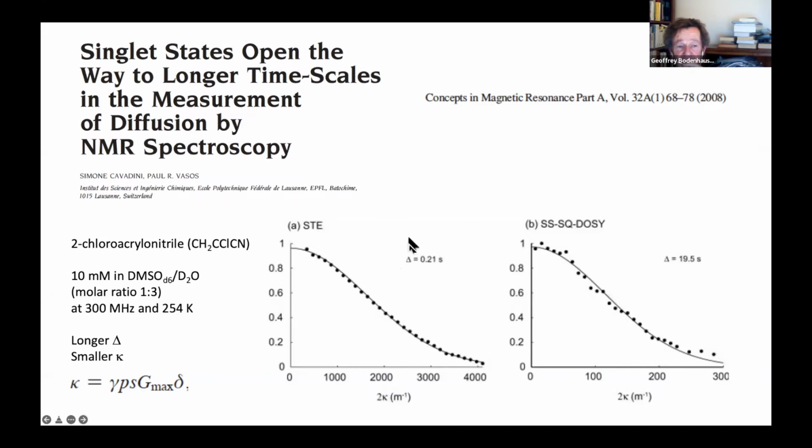And then in addition, here we had a diffusion delay of only 200 milliseconds, and here it has become 20 seconds. So again, this is considerably longer. So you have a double advantage of using longer delta, that means slower, so that you can observe species that diffuse slower, and smaller kappa, meaning that you can get away with weaker gradients.